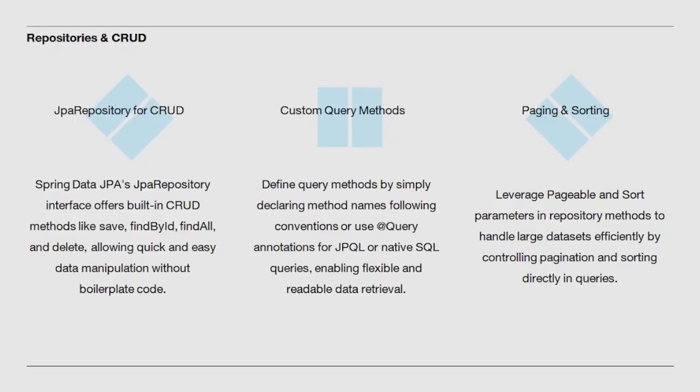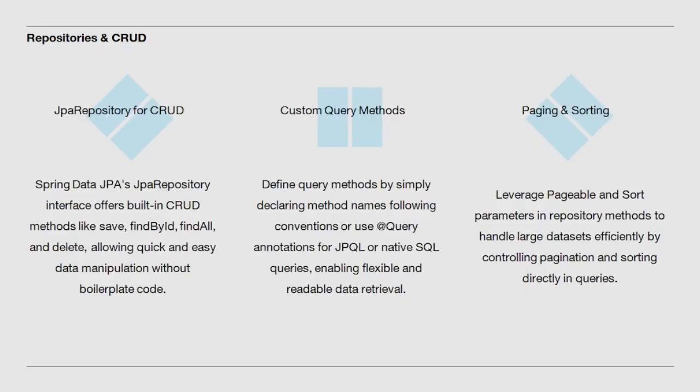Repository and CRUD. Spring Data JPA repository for CRUD operations. It provides you many inbuilt methods. Suppose, for example, if you want to save, you can use the save method. And findById, if you want to find by ID like employee ID, student ID, you can use this API. findAll if you want to fetch all the employees. Or delete if you want to delete. So Spring JPA provides an interface with built-in CRUD methods like save, findById, findAll, delete, etc., allowing quick and easy data manipulation.